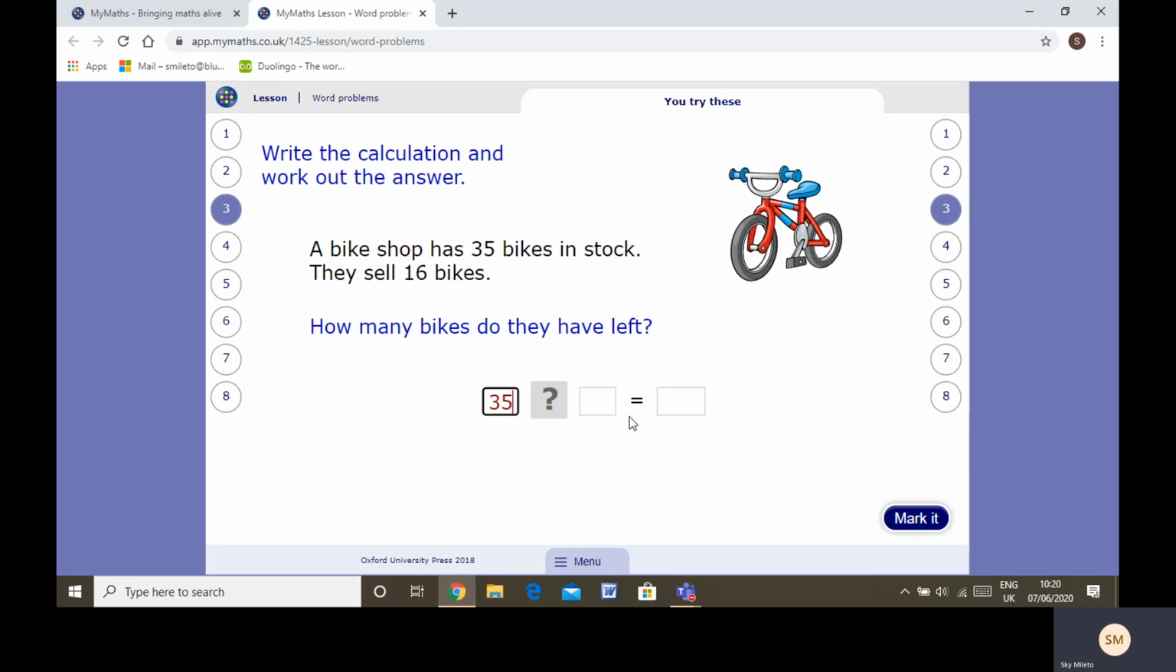So I know that's 35 subtract 16. Okay. Now I may have to use the column method to do that, because 5 take away 6 we know we can't do, so we must borrow from the tens. Okay. 35 take away 16 is 19.